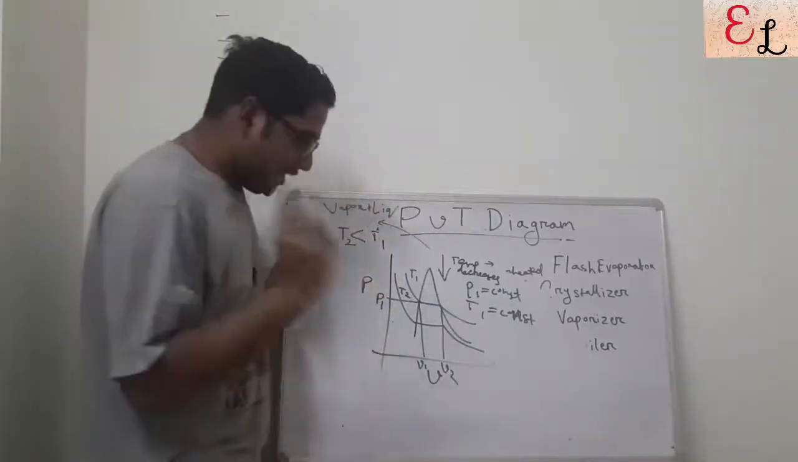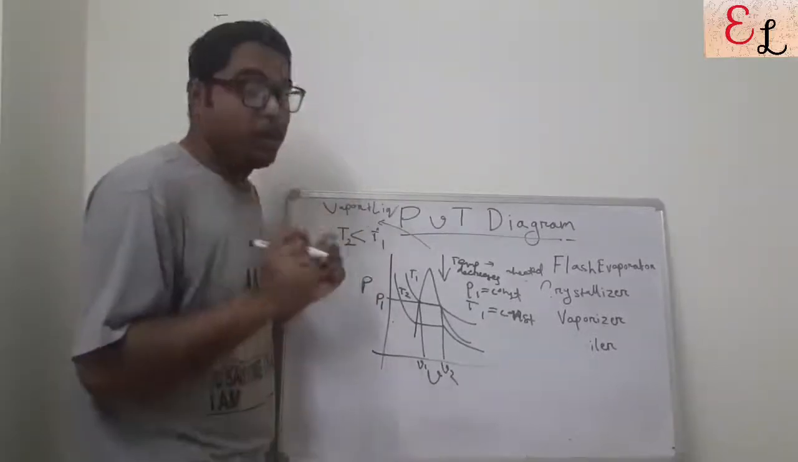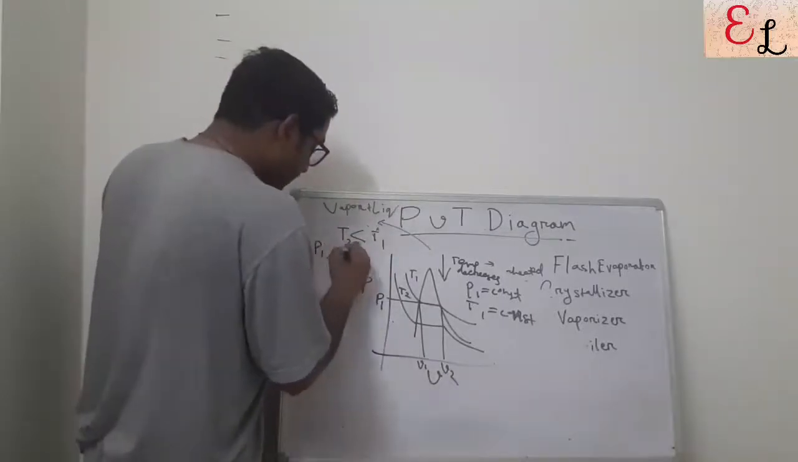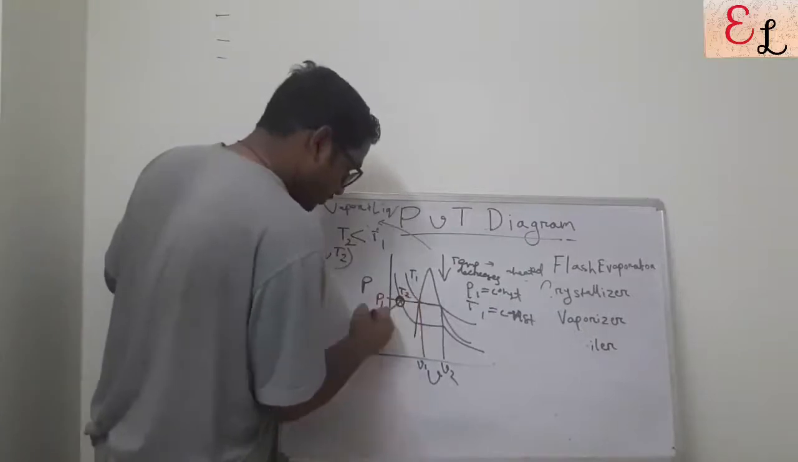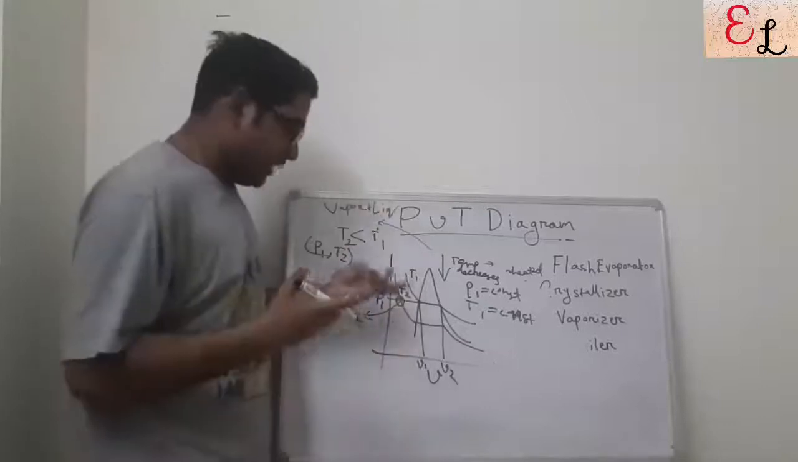So what is my state point? My state point is the intersection of two particular values, that is, the particular temperature and pressure. If you are given P1 and T2, this is the point. So this is my state point. And what is it? It is liquid.